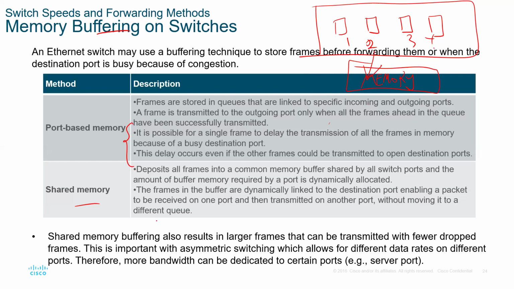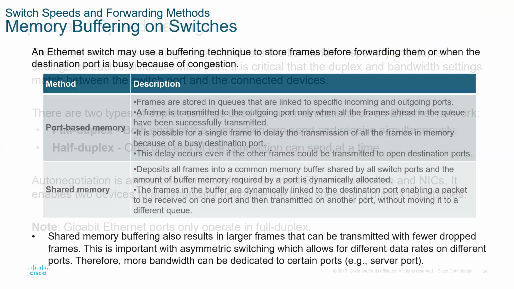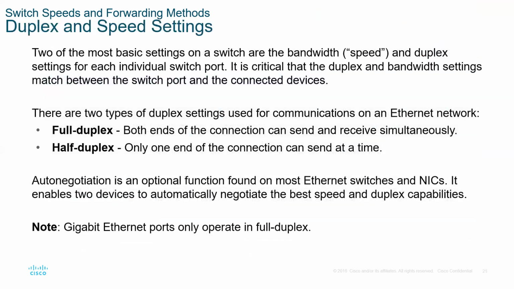Right. Shared memory buffering also results in large frames that can be transmitted with fewer dropped frames. This is important with asymmetric switching, which allows for different data rates on different ports. Therefore, more bandwidth can be dedicated to certain ports. Right. Memory buffering on switches, clear. Duplex and speed settings.